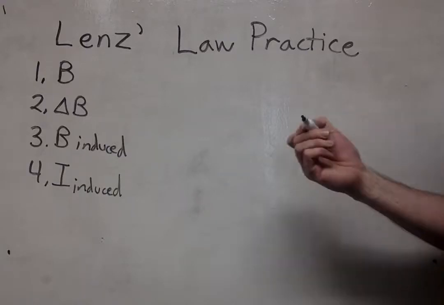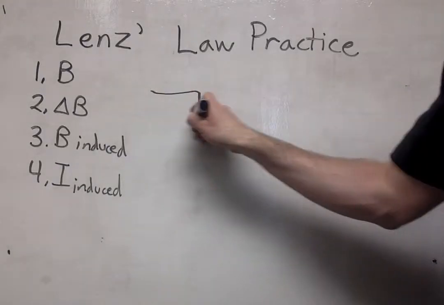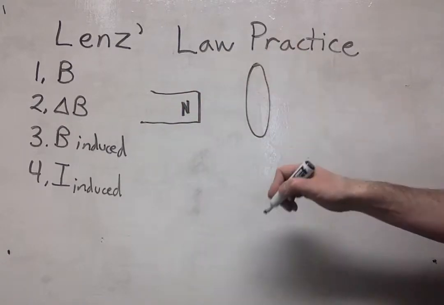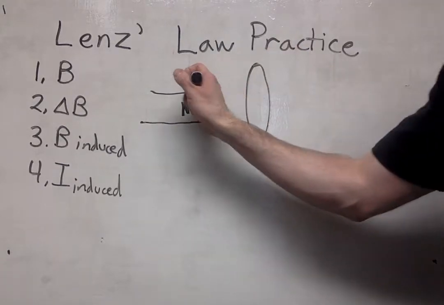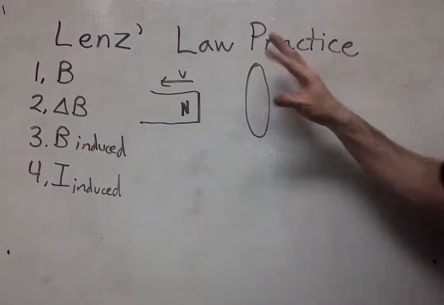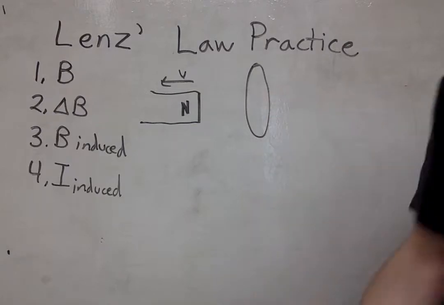Lenz's law in practice. Suppose I have a magnet, north end this way, and a loop here, and I decide that I'm going to move the magnet away from the loop. Which way do we get current in the loop?